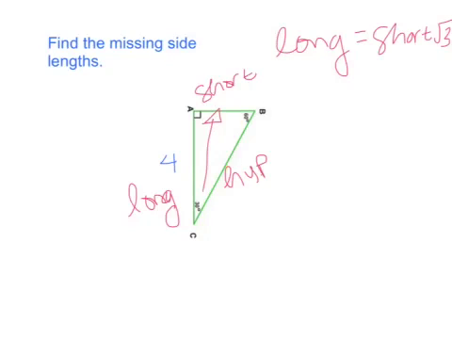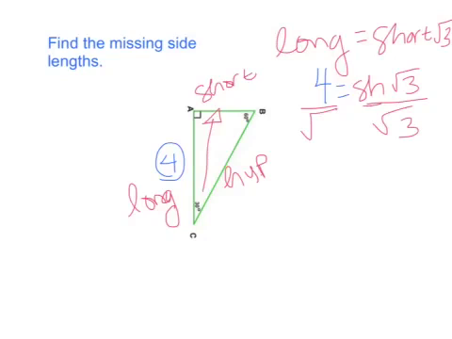And I'm going to plug in what I know. I currently know that my long is equal to 4. So 4 is going to be equal to short times square root of 3. I'm just putting SH for now. So the short and square root of 3 are connected by multiplication. If I want to figure out what my short is, I'm just going to divide both sides by the square root of 3. In this situation, you can certainly end up with a decimal approximation. But short is equal to 4 over square root of 3.